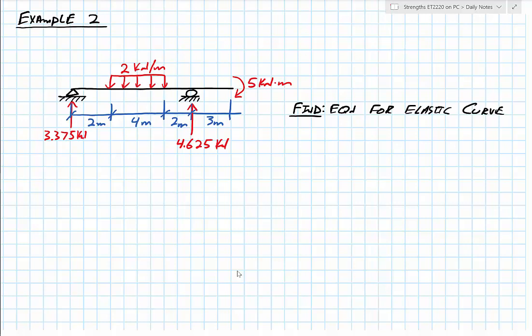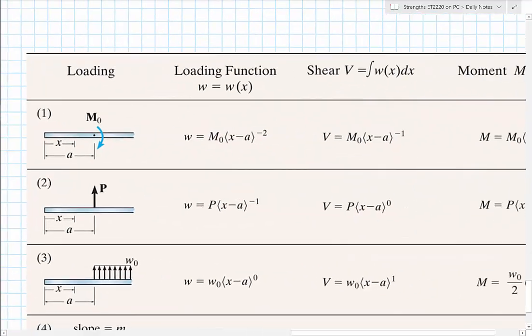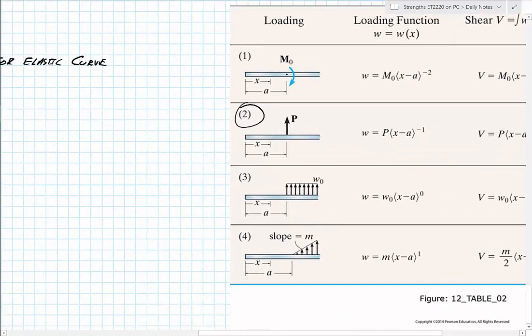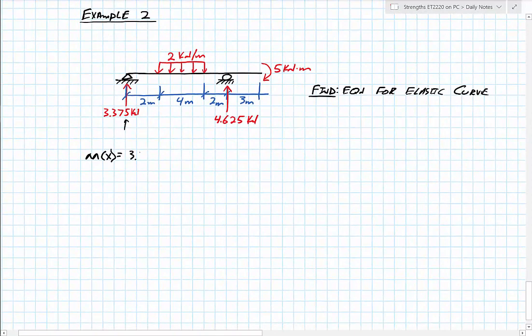So like I said last time, I would start by developing my singularity function, or my discontinuity function, and I would start with the moment. So the moment as a function of x is equal to, and the first one I have is this point load of 3.375. I go to my table, I see it's case number 2 at the point load, and I'm doing the moment, so I have P times x minus a to the first. So I have 3.375 times x minus, well, a is 0, so I would just leave it as x, to the first power.